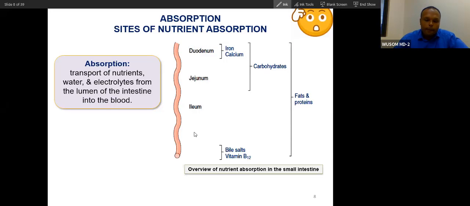Okay. So this is very important. One of the most important points here is that vitamin B12 is absorbed in the terminal ileum. Okay, vitamin B12 is absorbed in the terminal ileum, and bile salt is also absorbed in the terminal ileum. You can remember BB.